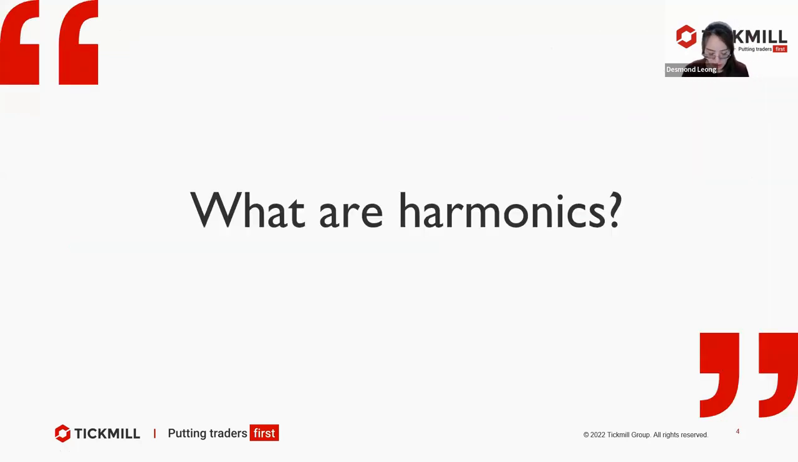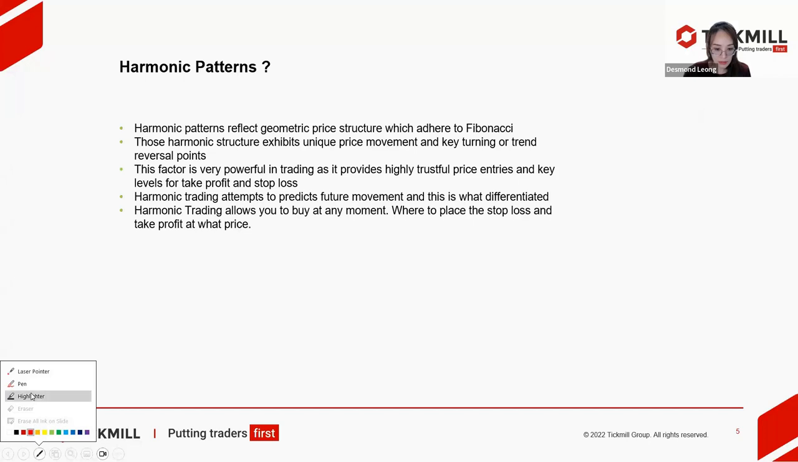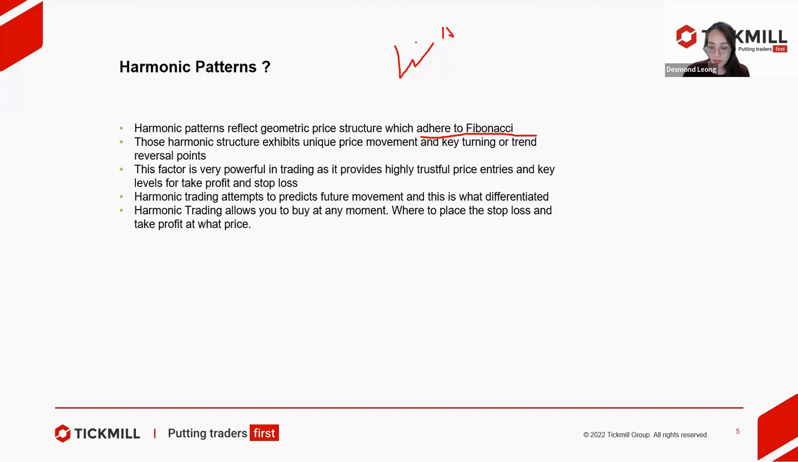So what is harmonic? Basically, a harmonic pattern reflects a geometric price structure which follows Fibonacci levels. We use harmonic patterns to find unique price movements, or actually to play the reversal zone. The harmonic pattern is something like this. We wait for the price to reach a certain level, this is D for example, to complete the harmonic pattern, and then we place the sell order over here.